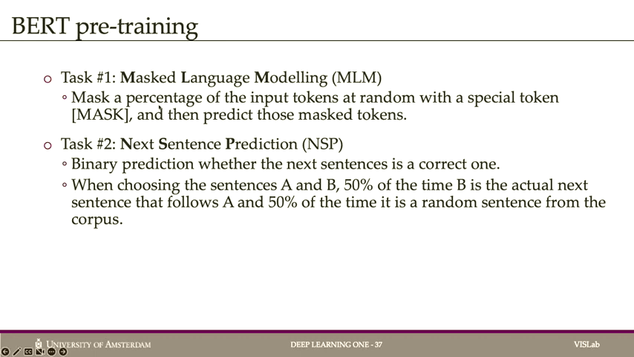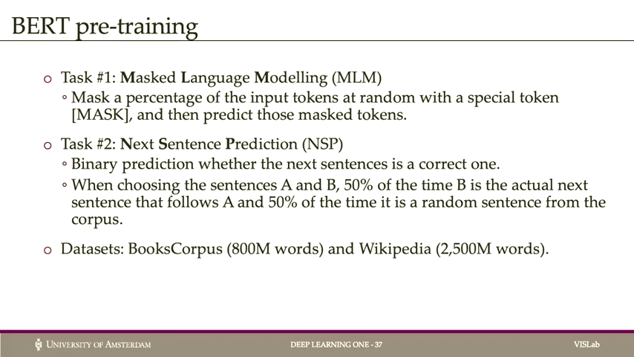So the first task is basically masked language modeling. This is a really simple task. Basically, they mask a percentage of the words in the sentences with a special token, [MASK], and then they train the model to predict that masked token. And the second task is, when we have two sentences, predicting the next sentence in the array. That's a binary prediction, predicting whether the next sentence is the correct one.